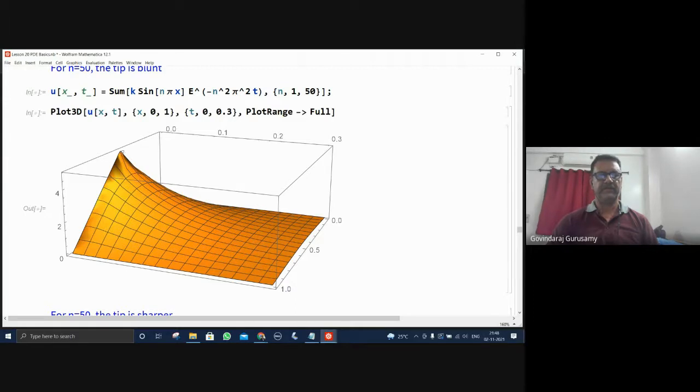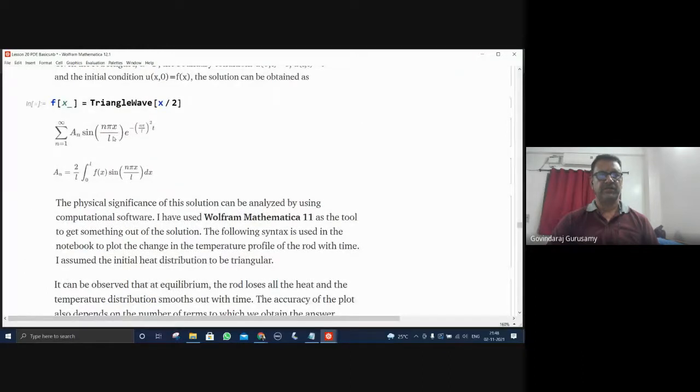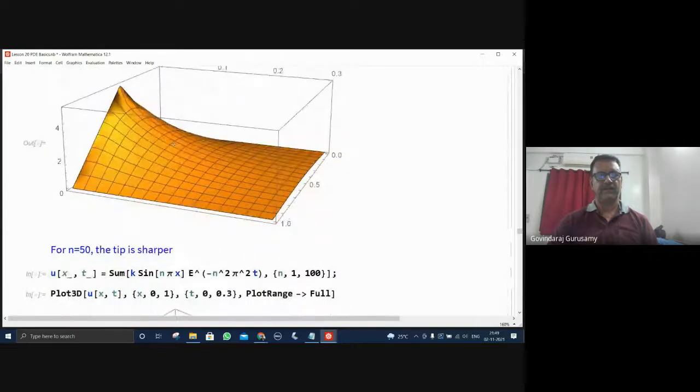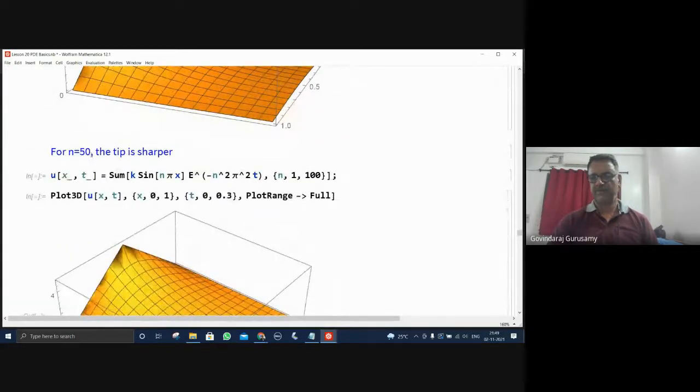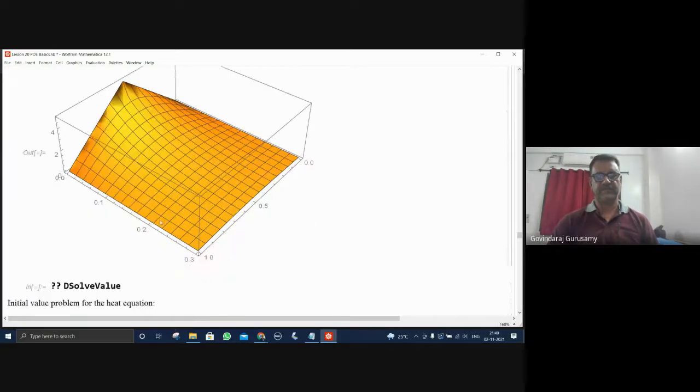Initially, this is distributed like this, and as time goes on, this is what really happens with respect to this solution, what you have here in terms of the Fourier series with this term. Okay, and of course, as I said, if you increase the number of terms, then it would be nice to see that there is going to be a sharpening of these tips. That's going to happen.